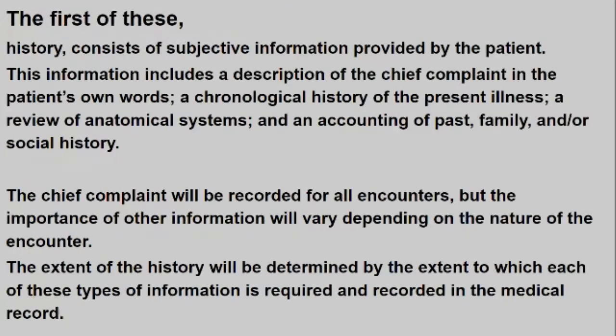Okay, so let's talk about the history. History consists of subjective information provided by the patient. Subjective information, you need to make a note of that. Subjective information is what's provided by the patient. The information can include a description of the chief complaint, which is in the patient's own words. What's wrong? Why are you here? A chronological history of the present illness, a review of anatomical systems, and an accounting of past family or social history.